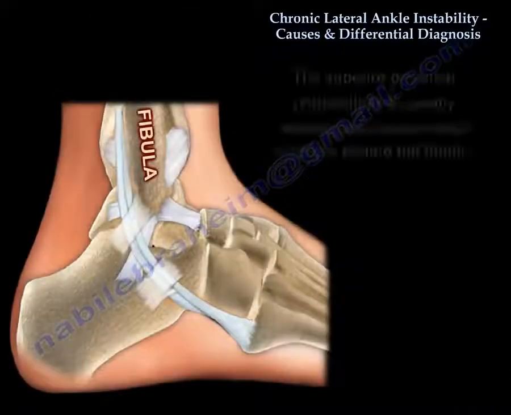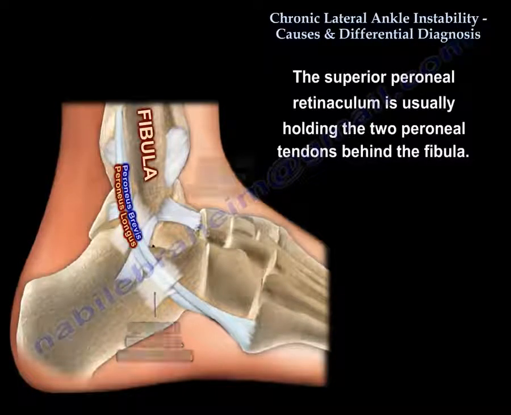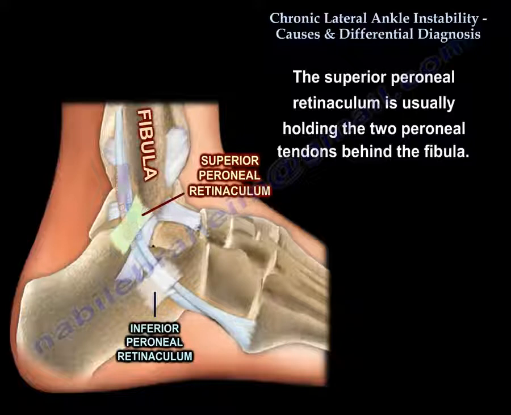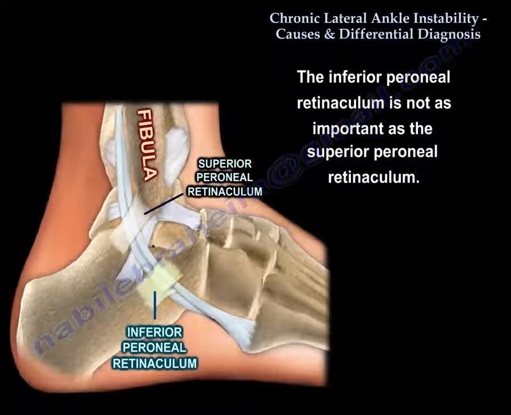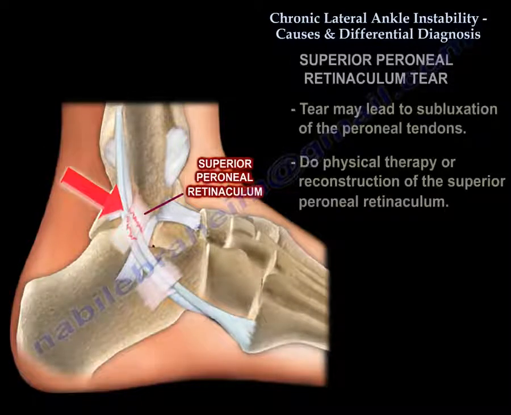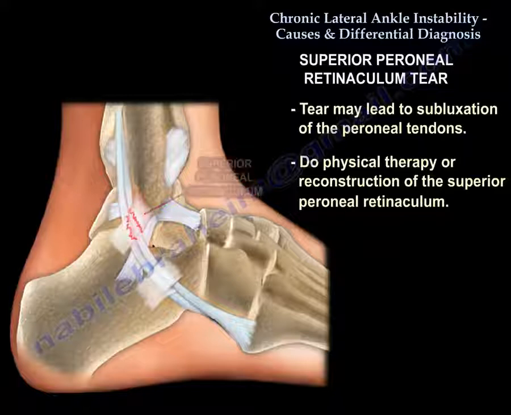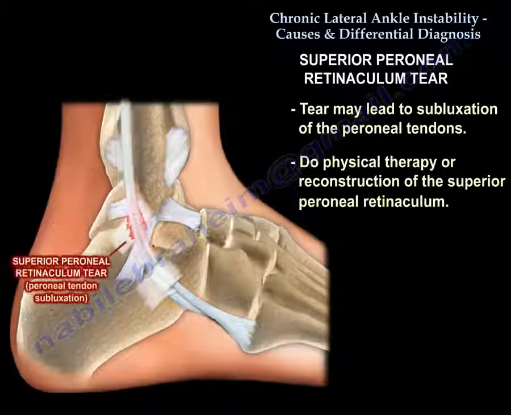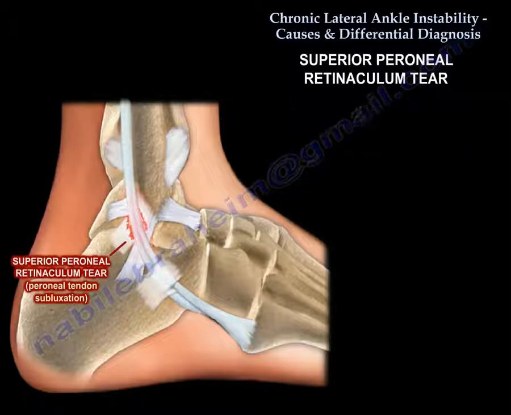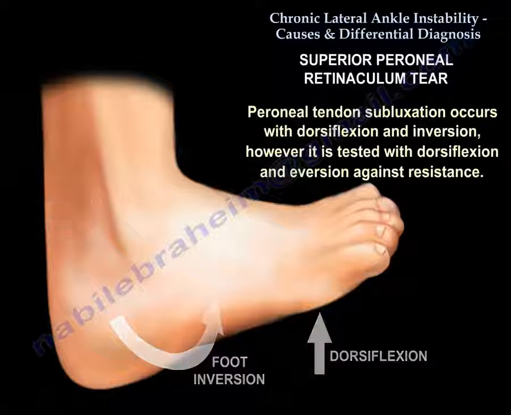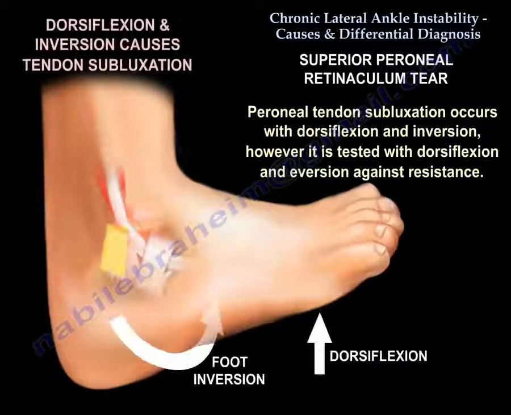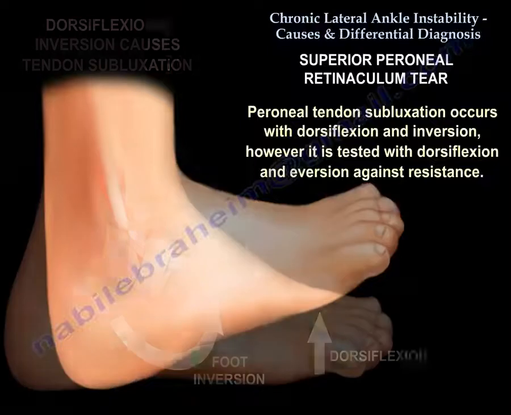The superior peroneal retinaculum is usually holding the two tendons behind the fibula. The inferior retinaculum is not important. A superior peroneal retinaculum tear may lead to subluxation of the tendons. You will do physiotherapy or reconstruction of the superior peroneal retinaculum. Peroneal tendon subluxation occurs with dorsiflexion and inversion, but is tested with dorsiflexion and eversion against resistance.